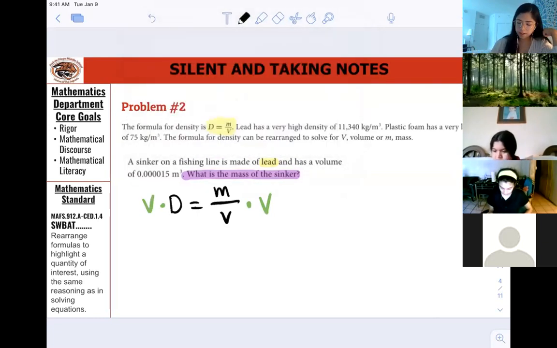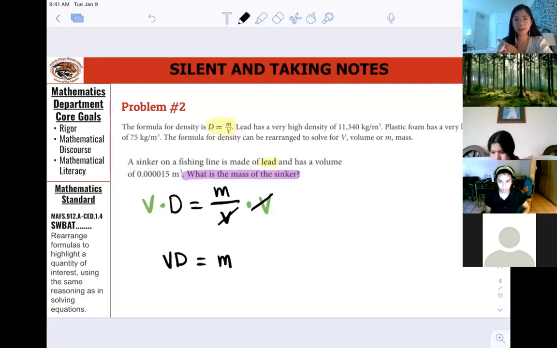When you multiply, that's how I eliminate the denominator. So on the right side, I'm left with M. And on the left side, I have V times D. And I can just write that like VD. And just like I said before, I can switch it all around to put it in the correct order.